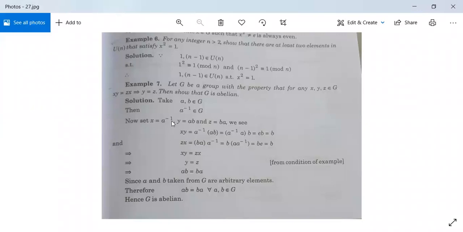Now set x is equal to a inverse, y is equal to ab, and z is equal to ba. We see xy will be a inverse ab, means a inverse a b by associativity, so it is eb, means b. And zx is your ba a inverse, ba a inverse, b e, b, means it is also b. So xy is equal to zx. It implies that y is equal to z. So ab is equal to ba. Y is ab and z is ba. Since a and b taken from G are arbitrary elements, therefore ab is equal to ba for all a, b in G, and hence G is abelian.